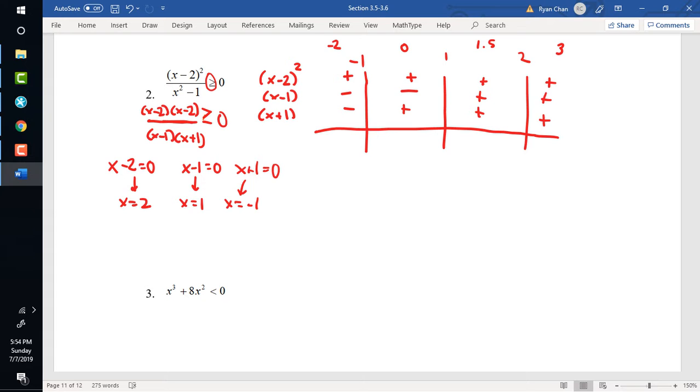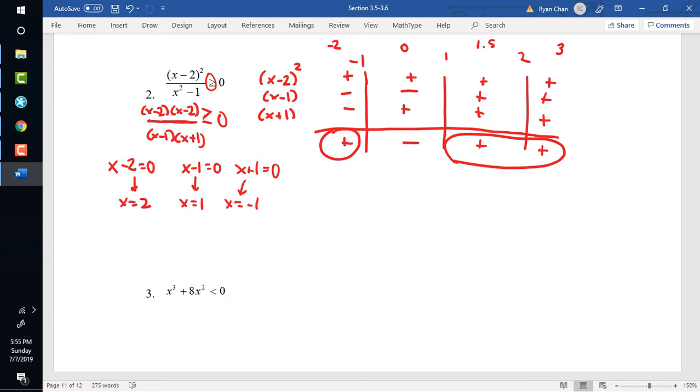Okay, so we're going to multiply our signs. So it'll be positive, negative, positive, and positive. Okay. Now, notice it's greater than or equal to 0, so I'm focused on here, and I'm focused on here. Okay. So let's take a look at this right here.